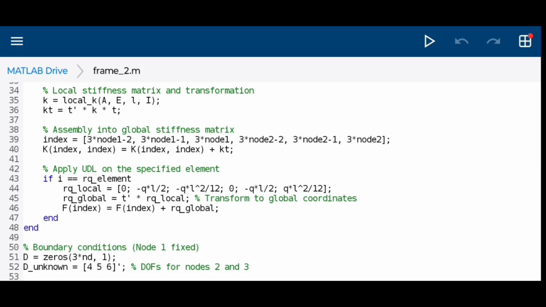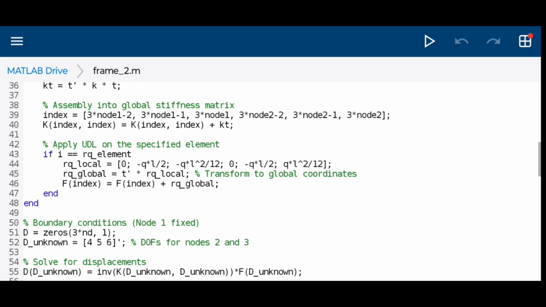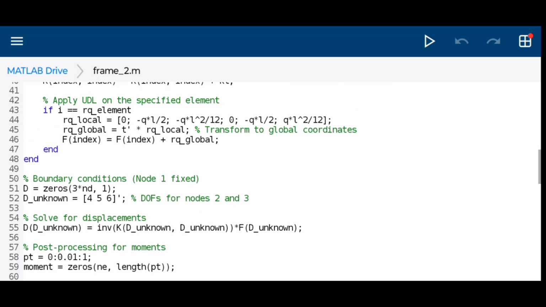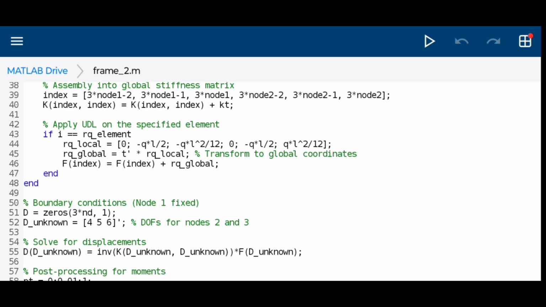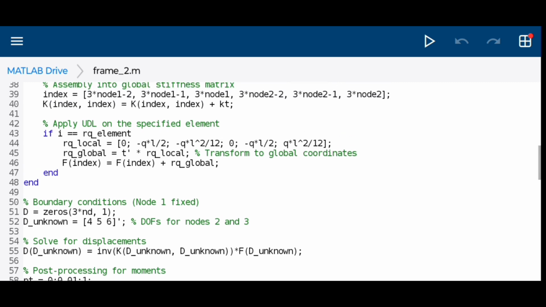So it will be updated accordingly into the 1 2 3 4 5 6 row and 1 2 3 4 5 6 column. So then after updating, as I have told you, I have also incorporated this RQ effect in this first loop itself to minimize the computation. So I've just used this RQ local. This is just an equation, what we have defined.